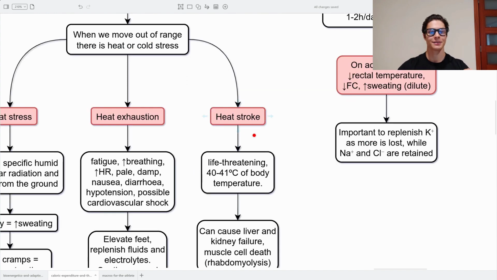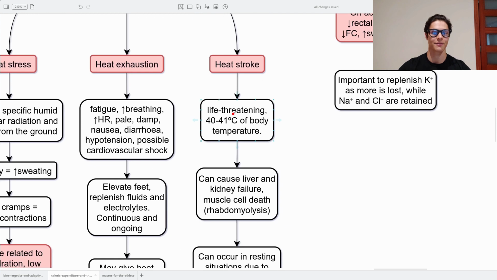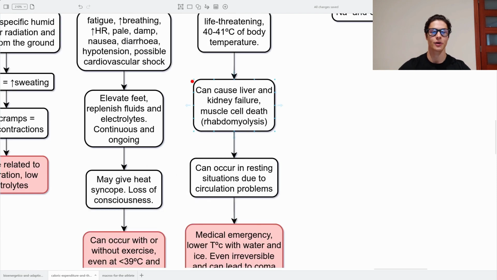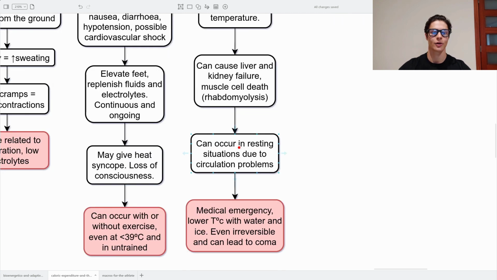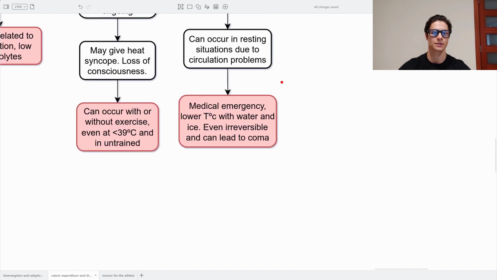And then we have the heat stroke. This is a life-threatening situation in which we have a body temperature of 40 to 41, and it can cause liver and kidney failure, as well as muscle cell death, the rhabdomyolysis. And it can occur in resting situations due to circulation problems. This is a medical emergency, and we have to lower the temperature with water and ice, same as we do when there is a higher fever. It can be even irreversible and can lead to coma.